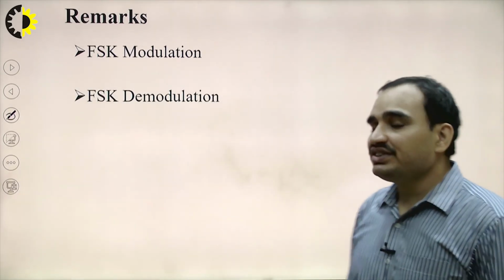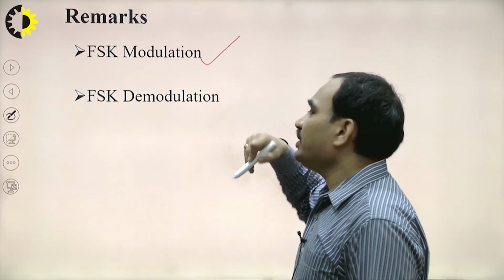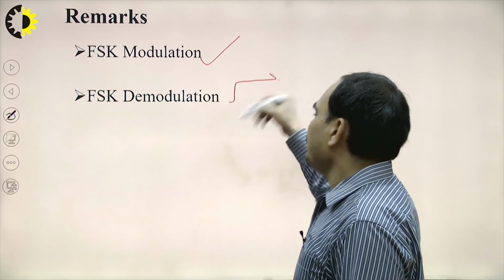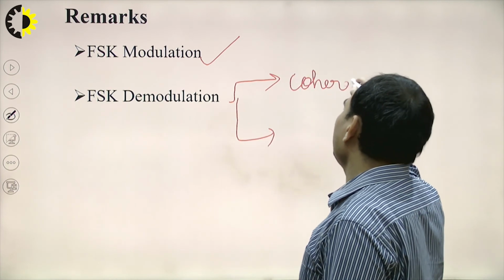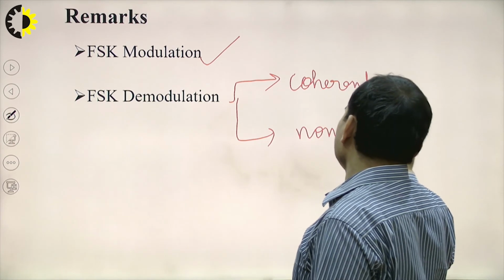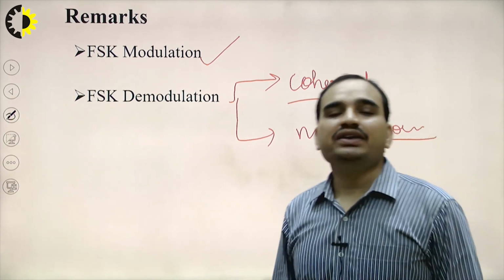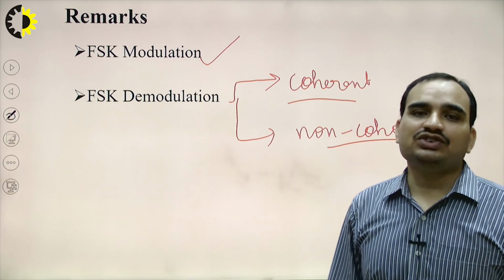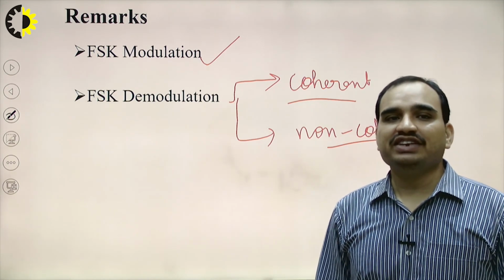So in this lecture we have discussed FSK modulation, how we can modulate it, and the demodulation. There we discussed two techniques, coherent detection and non-coherent detection. In coherent detection we multiply with the basis functions, and non-coherent detection is the general approach also used in ASK. So I am stopping this lecture here. Thank you.